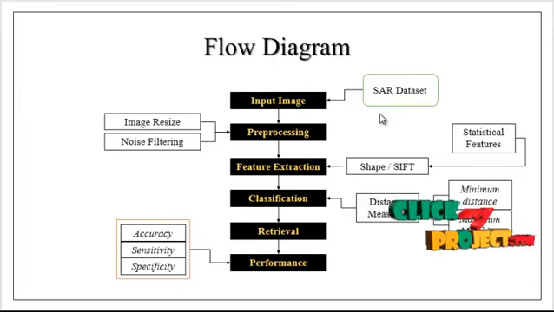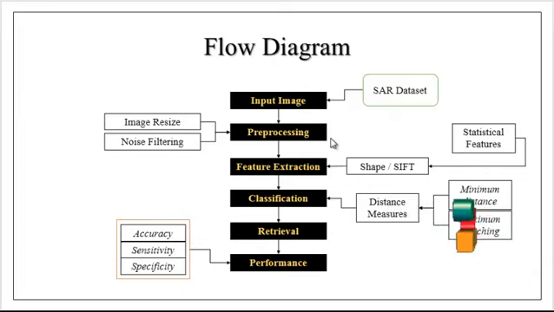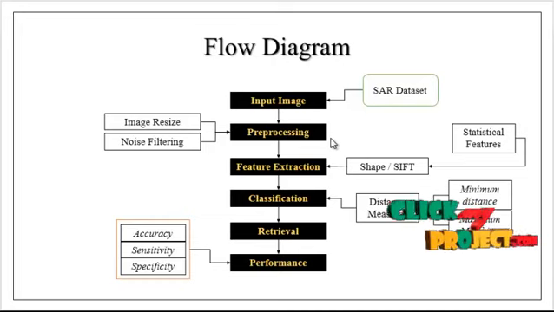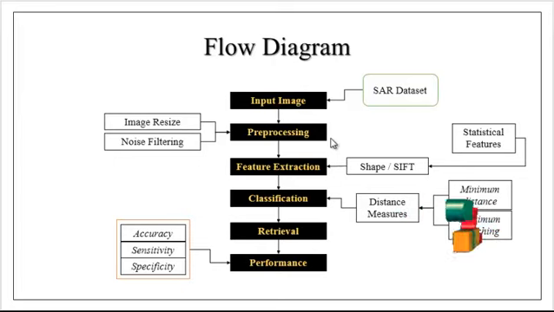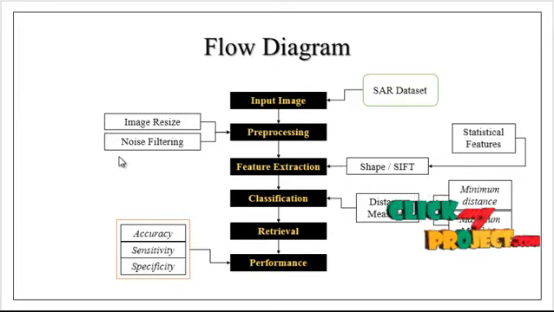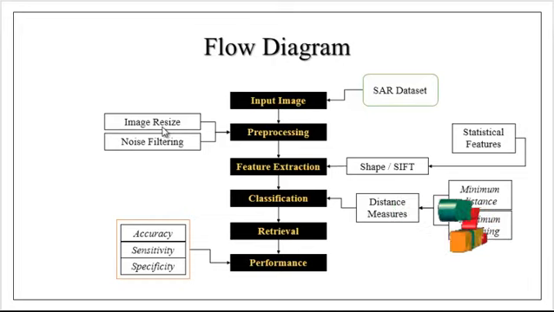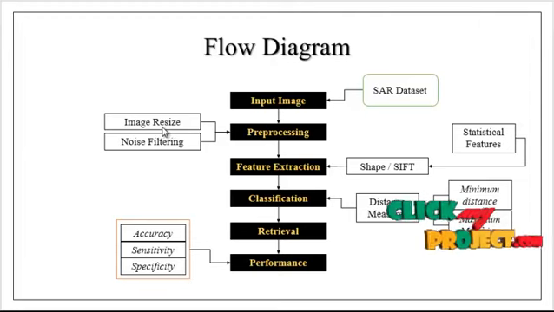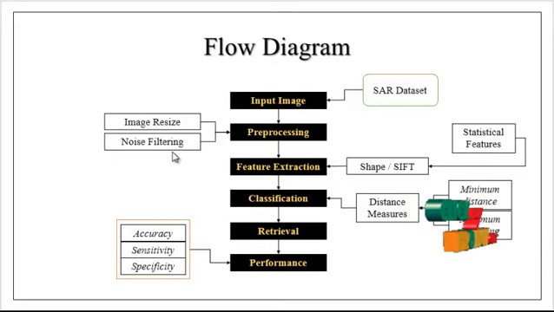After getting any one image from the dataset, we move to the second stage of the project, that is pre-processing. In this pre-processing, we have two steps. One is image resize, and the other is noise filtering if required. Image resize is done to resize the image to 256 cross 256, which means the number of rows will be 256 and the number of columns will be 256. After that, we have to remove the noisy pixels from the image by means of a noise removal method.